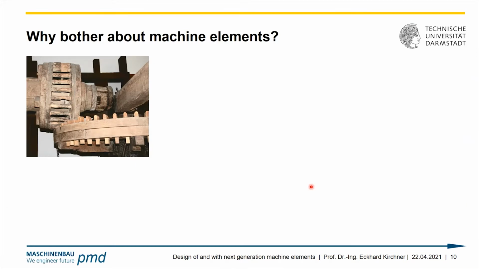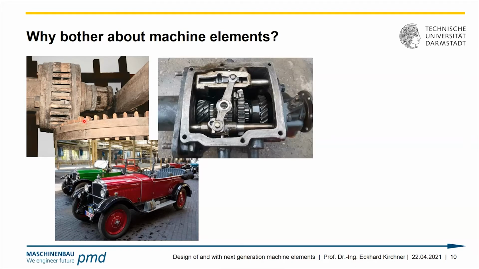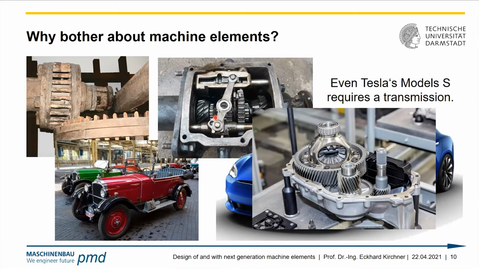Looking at the gears, gears and spur gears also have a long history, from wooden arrangements. The first industrially produced vehicles had very simple transmissions, here still with a helical toothing. Now there are many people claiming that when we drive electric, we don't need a transmission. But even with the Tesla, we need a transmission.